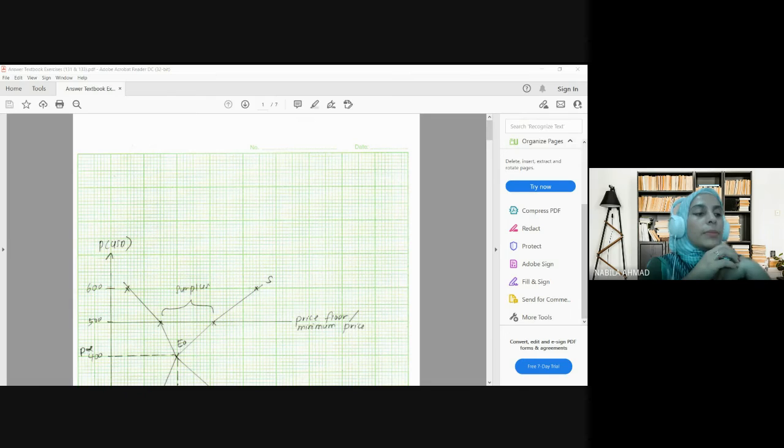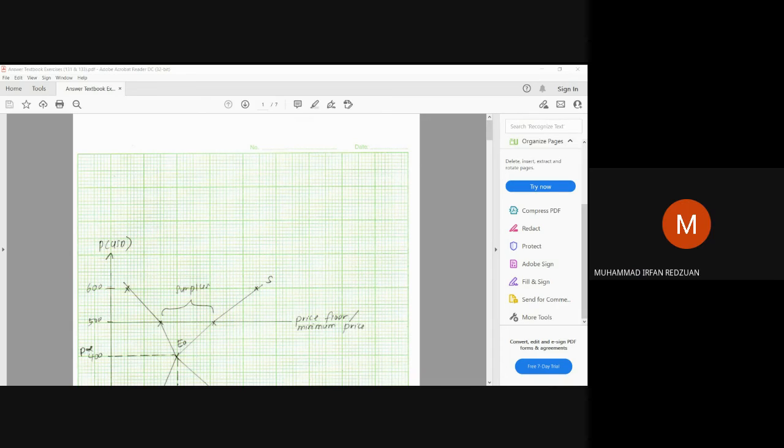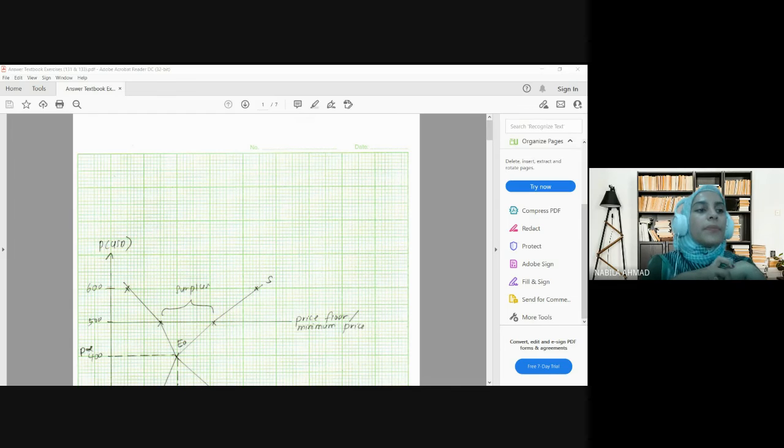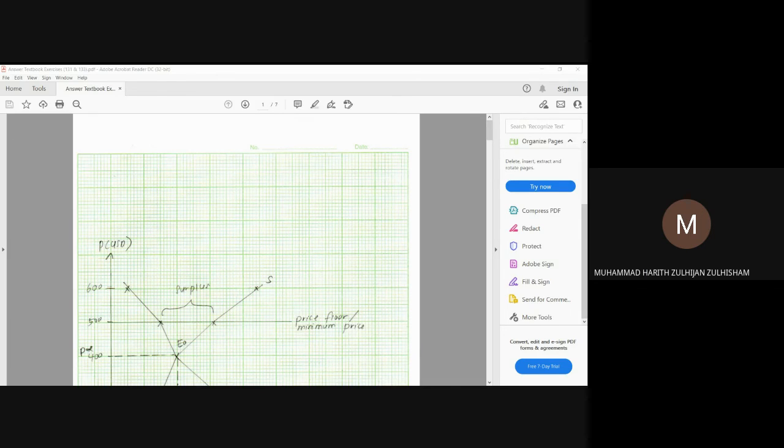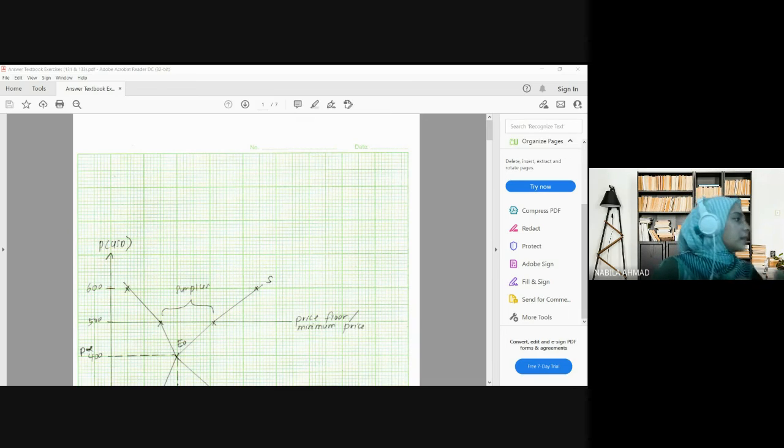Faham. Soalan 5, what would be the effect if the government reduce the subsidy given to farmer? So apa jadi? Subsidi ni adalah determinant of supply. So bila subsidi reduce, government bagi subsidi kepada farmer sebab government nak farmer tu tambah supply. So bila subsidi dikurangkan, supply akan berkurangan. So apa jawapan dia? Supply. D. Okay, D. Supply of agriculture produce will decrease.